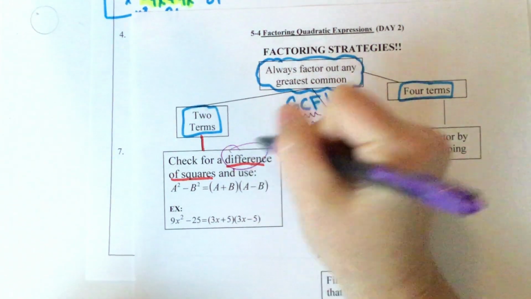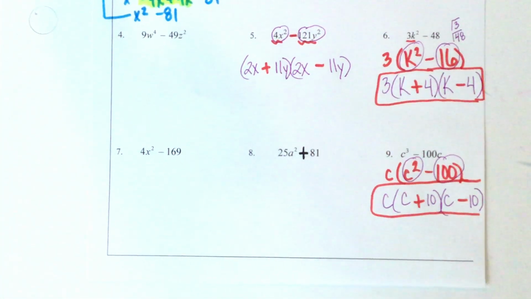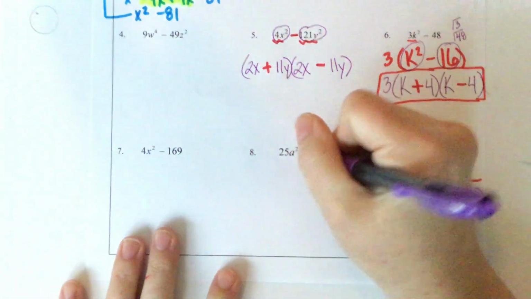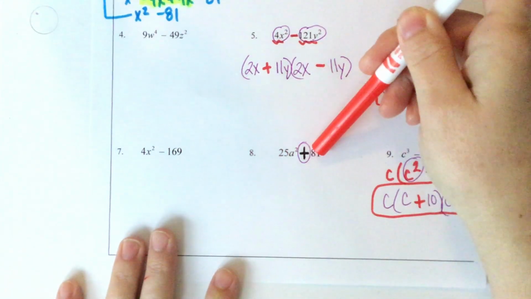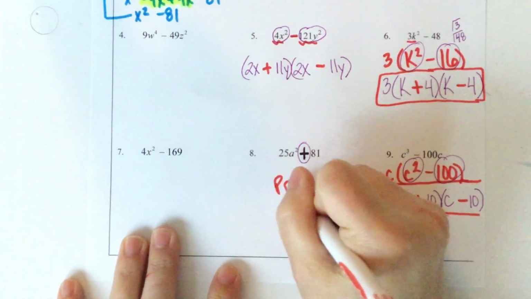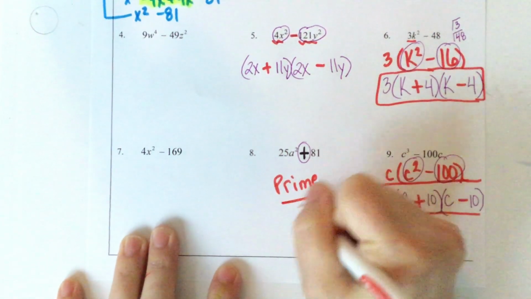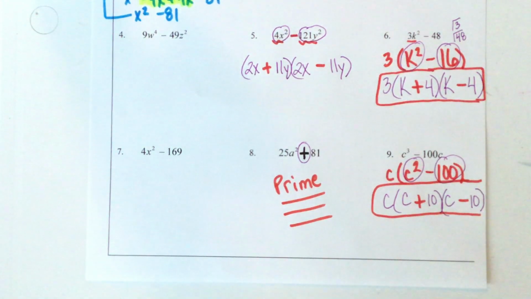Now remember, difference means minus. Is this a difference of squares? No, this is not a minus. So it doesn't have a GCF. It's not a difference of squares, so you can't factor this. And when you can't factor something, it's called prime. Okay, moving on.